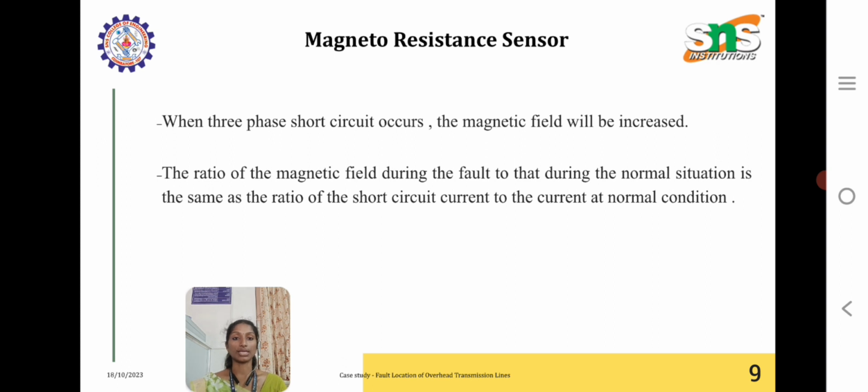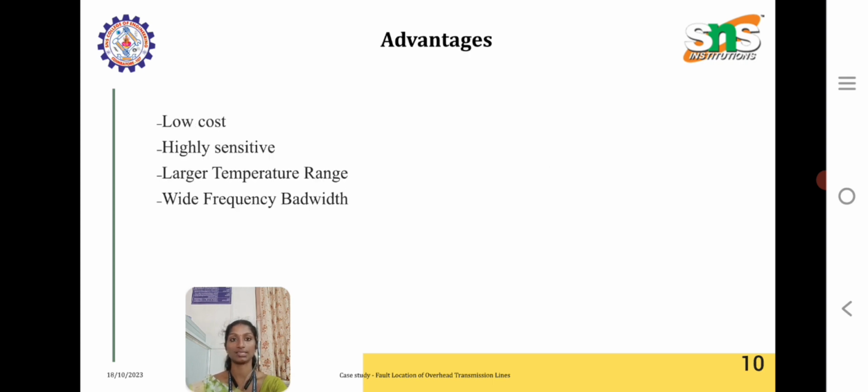Generally in a transmission line, we have three types of faults: line to line, line to ground, and double line to ground faults. That is, between two lines, or line to ground, or two lines to ground. We fix the sensor at a particular point, and it will sense the fault location. Before, with the two techniques, we could not find the exact location, only the range where the fault occurred. But with sensors, we can find the exact fault point. This is the main advantage of the magnetoresistance sensor. It is low cost, highly sensitive, with a larger temperature range and wide frequency bandwidth.